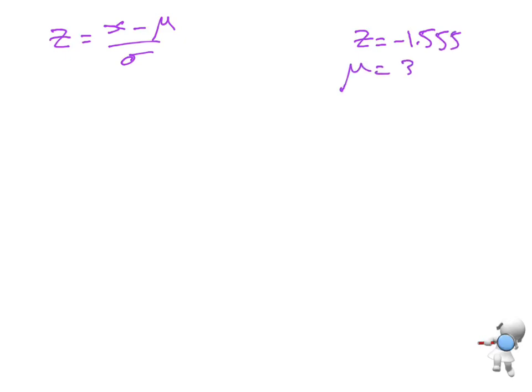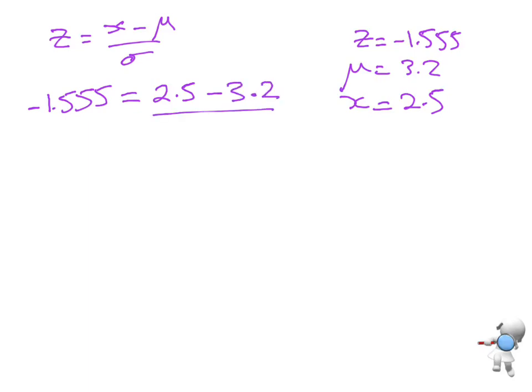Okay, so let me just go to a new page where I've got a bit more room. So, we've got Z equals X minus the mean over the standard deviation. And we know Z was negative 1.555, our mean is 3.2, and our X is 2.5. So, substitute those values in. So in place of the Z, I'm writing its number. In place of the X, I'm writing its number. In place of the mean, I'm writing its number. And I don't know what the standard deviation is, but that's what I am now going to solve.